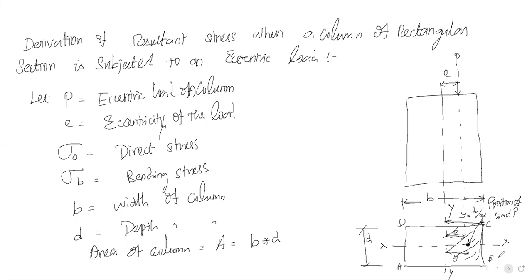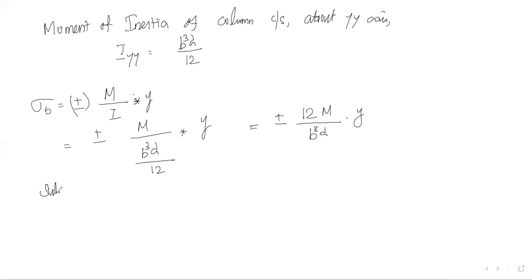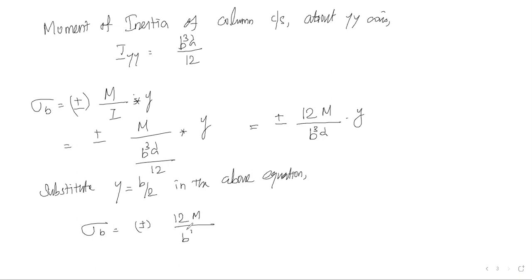So I have to substitute this value. Substitute y is equal to b by 2 in the above equation, so that sigma b is equal to plus or minus 12M by b cube d into b by 2. So it is going to get cancelled and we can get 6, pb gets cancelled, so it becomes b squared. So the equation becomes 6M divided by b squared d.